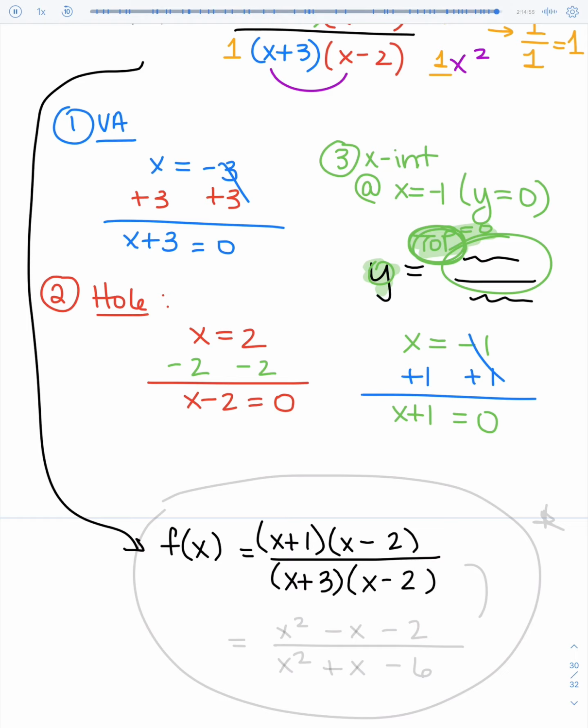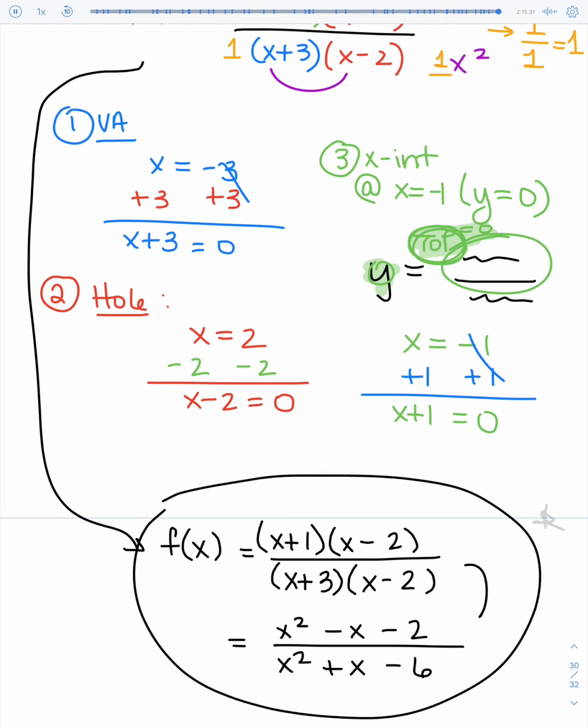And I'm certainly okay with you leaving it like this. You can leave it as factored, or you can FOIL out the top. If you do FOIL out the top, it would be x squared minus x minus 2. FOILing out the bottom would get you x squared plus x minus 6. Either way is fine for me. They mean the same thing. They'll give you the correct holes, vertical asymptotes, horizontal asymptotes, and the correct x-intercept that fits that graph. So it's a lot of information to keep straight, but this is your correct answer in either form.